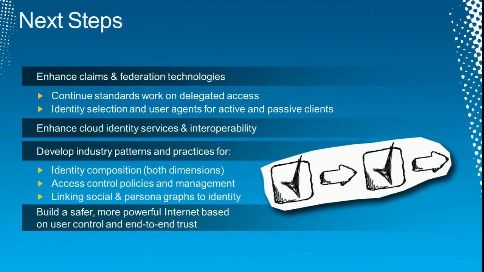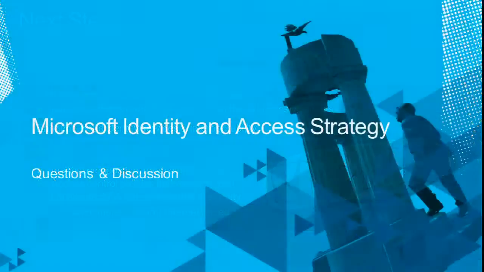And really, industry patterns and practices for some of the more advanced capabilities I've been talking about. Things like identity composition. Things like access control policies and management. And the ideas of linking these identity graphs, social graphs, persona graphs, and building infrastructure that is able to reason about these things in a way that works across different platforms from different vendors. All of these will enable us to build much richer, more powerful identity systems in the future. So that's the end of my talk, and I would be happy to take questions.